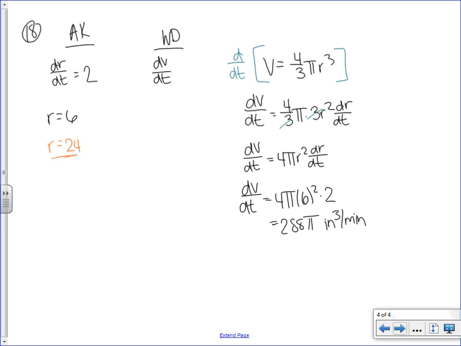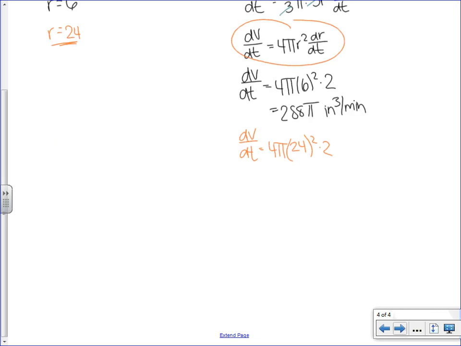And then the other case was when r was 24. So I'm still going to plug into this, except r is 24. So dV/dt is equal to 4 pi times 24 squared times 2. And that is going to give me 4,608 pi inches cubed per minute. All right, cubed because it's volume.